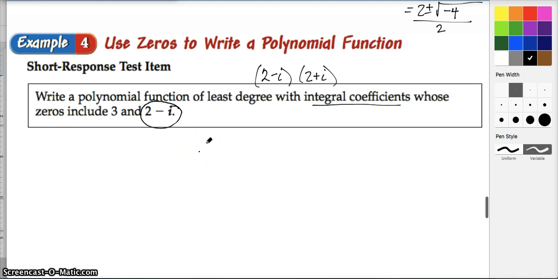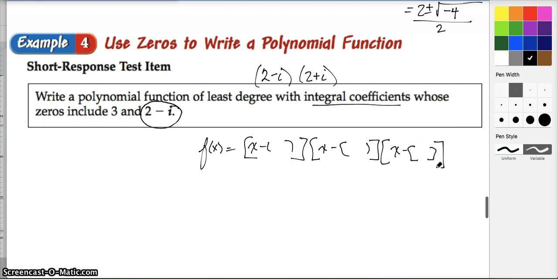And so I know I'm going to have something like f of x is equal to x minus one term, times x minus another term, you guys get where I'm coming from, times x minus another term. I'm using brackets just because they could be parentheses. It doesn't matter. So what would I put here? If this is a 0, I'm going to put the number 3. If this is also a 0, I'm going to put the number 2 minus i. And this is a 0, I'm going to put the number 2 plus i. So technically I'm done.